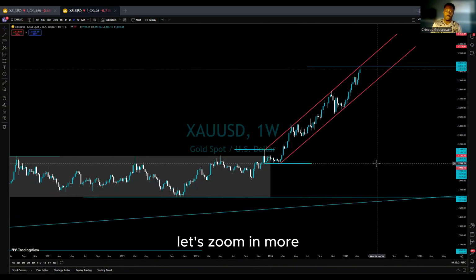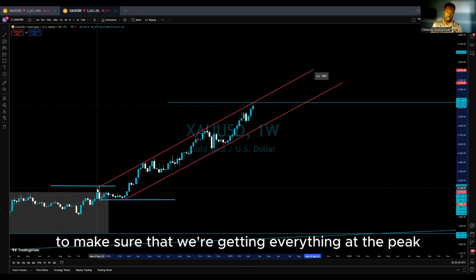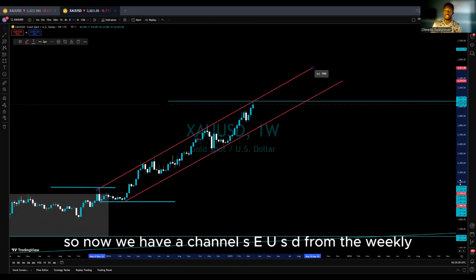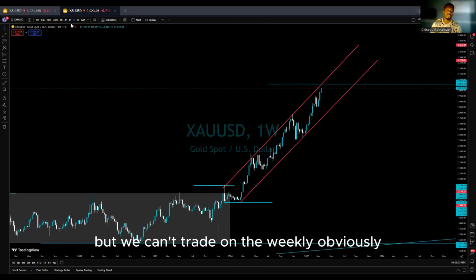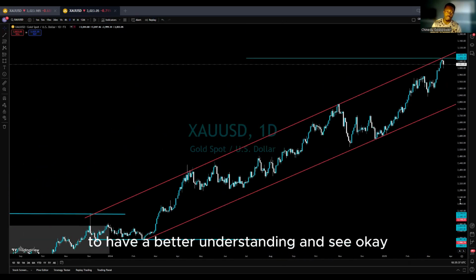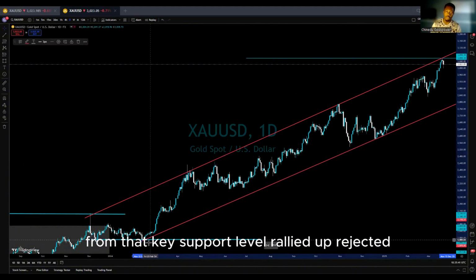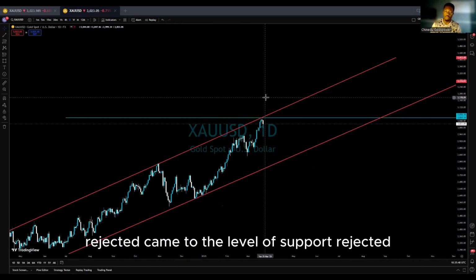Now let's zoom in more to make sure that we're getting everything at the peak. All right, good. So now we have a channel on XAUUSD from the weekly, but we can't trade on the weekly, obviously. So we go down to the daily to have a better understanding and see price action from this zone, just right there from that key support level, rallied up, rejected, rejected, came to the level of support, rejected up.